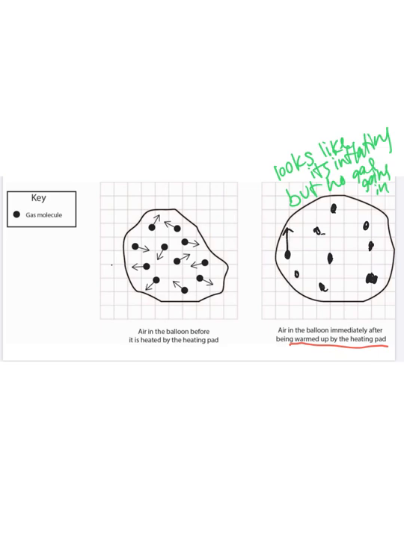All right, so they'd have to be moving really fast. They're going to be hitting the sides of the balloon, making it look like it's inflating, even though there's no extra gas in there.